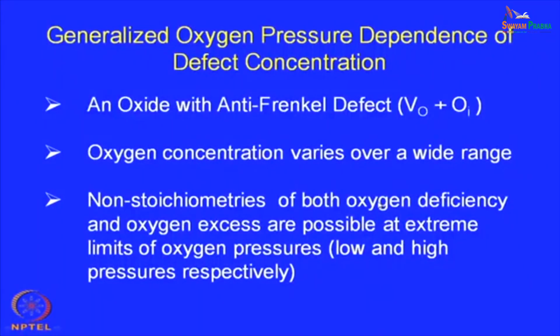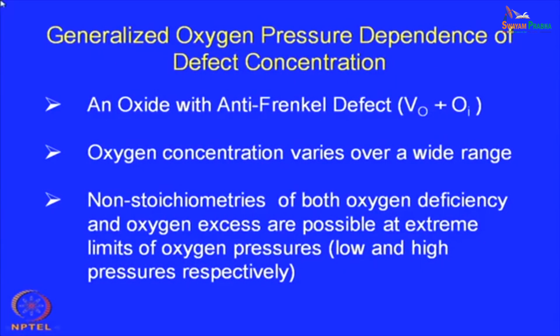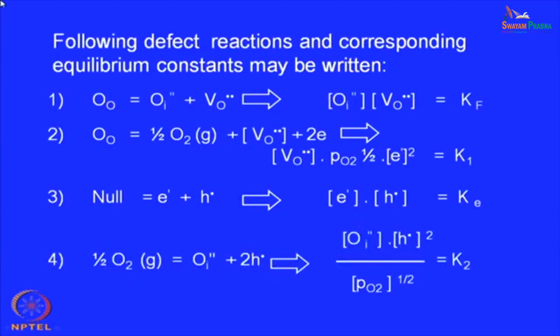So basically what we are trying to see is how the different defect concentrations can change as a function of PO2, based on the consideration that there are only oxygen vacancy and oxygen interstitials, no other metal sublattice defects. We have some interest in why we are doing that, which will be clear in a minute. We can write the following 4 defect reactions, and the corresponding equilibrium constants may be written.